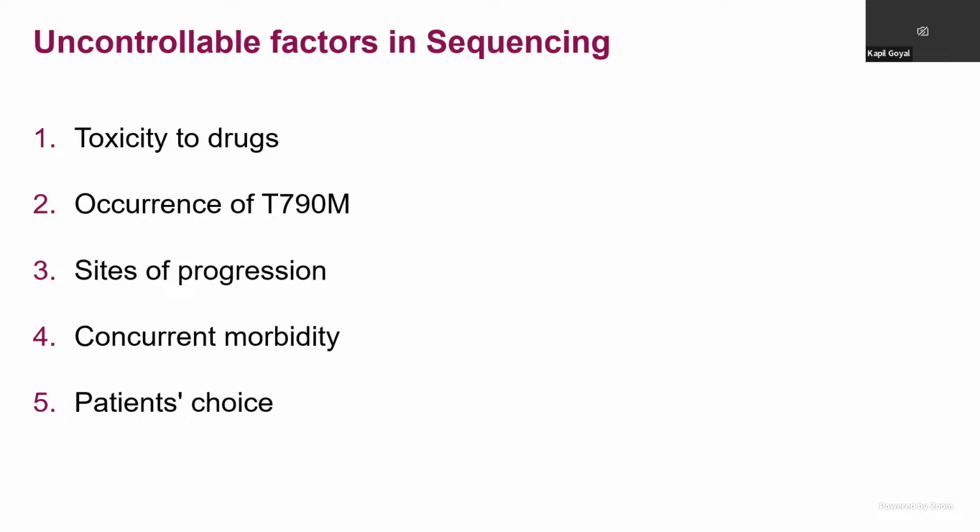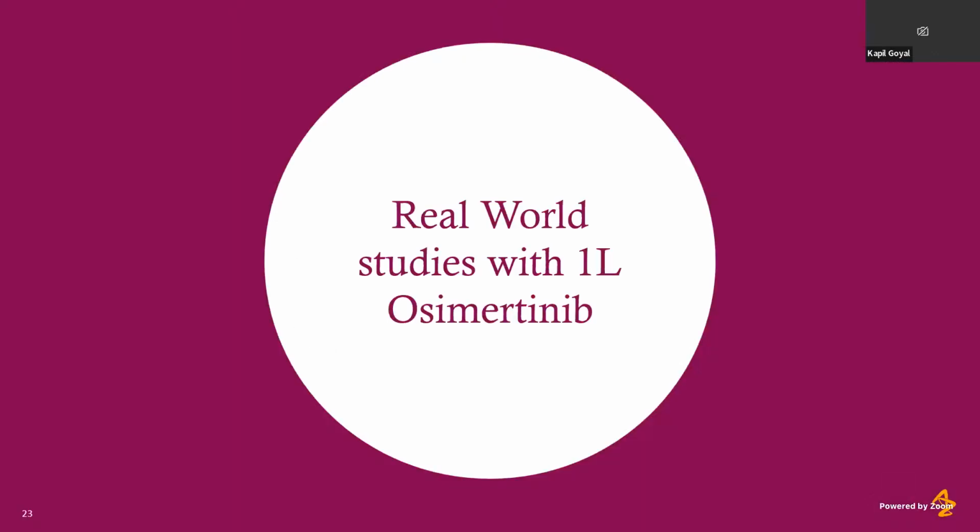If we have severe toxicity in the first line itself, the patient might not be eligible for second line osimertinib. Occurrence of T790M mutation, as I already talked about, only 40 to 50% of patients have this mutation. Sites of progression, concurrent morbidity, and the patient's choice also matter. So we have a few real-world studies with first-line osimertinib.